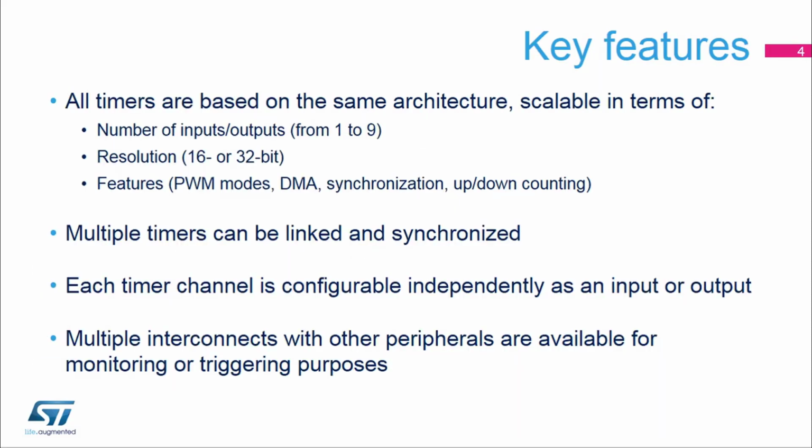Here are the key features of the STM32 timers. All timers are based on the same architecture and are available in several derivatives listed later in this presentation. The timers mainly differ in the number of inputs and outputs they have, from a pure time base without any I/Os to an advanced control version with 9 I/Os. Most of the timers feature 16-bit counters. Some have 32-bit counters. Some features may not be present on the smallest timer derivatives, for example, DMA, synchronization, and up and down counting modes.